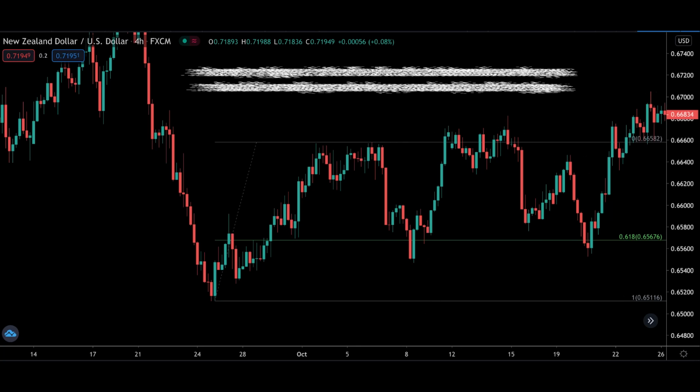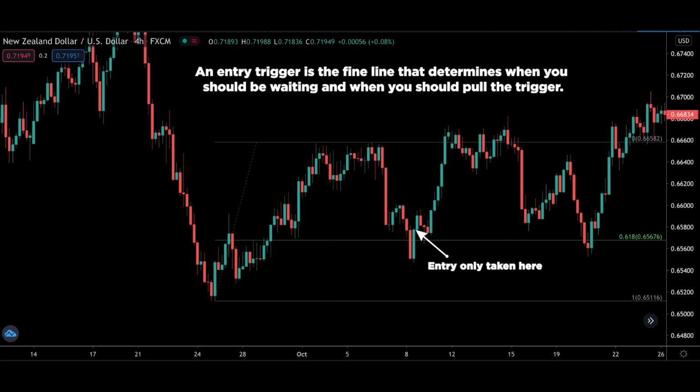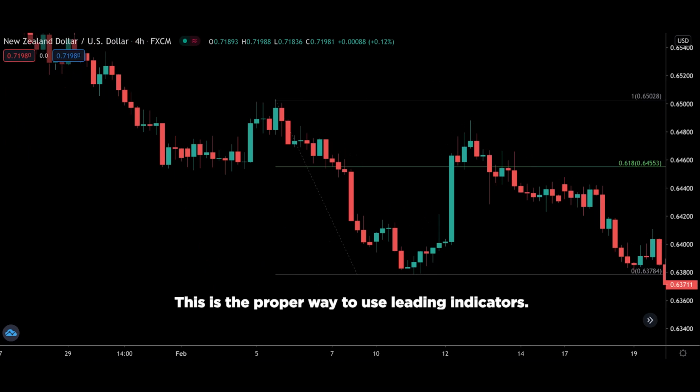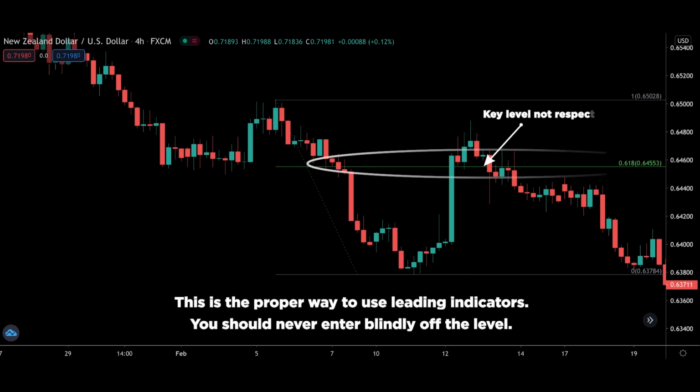Earlier, I mentioned that an entry trigger is the fine line that determines when you should be waiting and when you should pull the trigger. Notice that the entry was only taken after the trigger and not when the price first touched the key level that we were interested in. This is the proper way to use leading indicators. You should never enter blindly off the level. I could even show you a couple of examples where price just broke through the predicted level as if that level wasn't a key level.